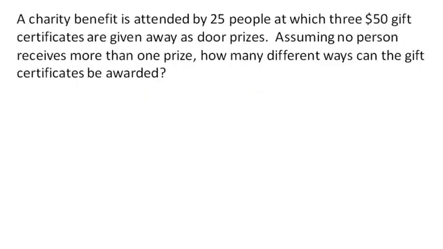So a charity event now is attended by 25 people, at which 3 $50 gift certificates are going to be given away as door prizes. How many ways can we do this? Now notice that all 3 prizes are the same here. So we could go with the basic idea of saying, okay, we have 3 people, there are 25 possibilities for the first prize, 24 for the second, and 23 for the third. Or in other words, there are 13,800 different ways that we could pick 3 people from our crowd.